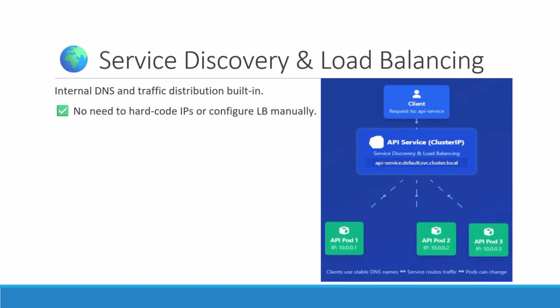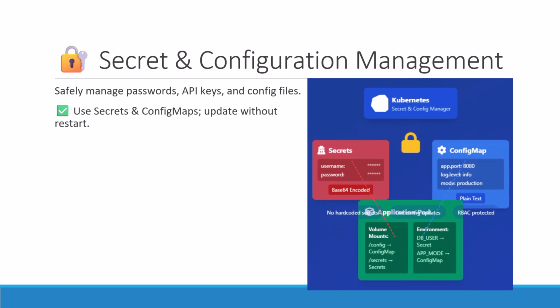Service discovery and load balancing. Kubernetes handles the internal networking for you. It gives your containers a DNS name and load balances traffic between them. No need to hard code IP addresses or manually configure a load balancer. Everything just works, even if pods come and go.